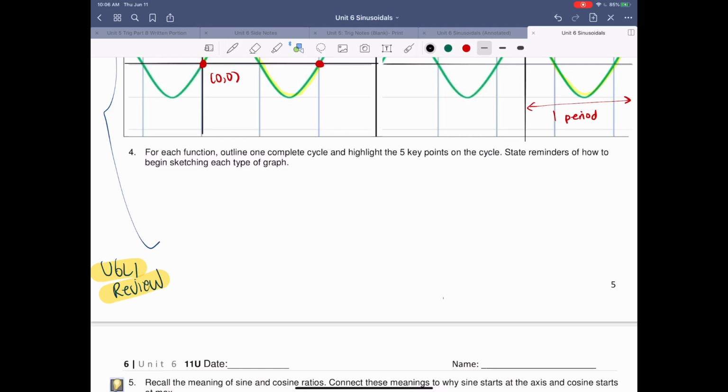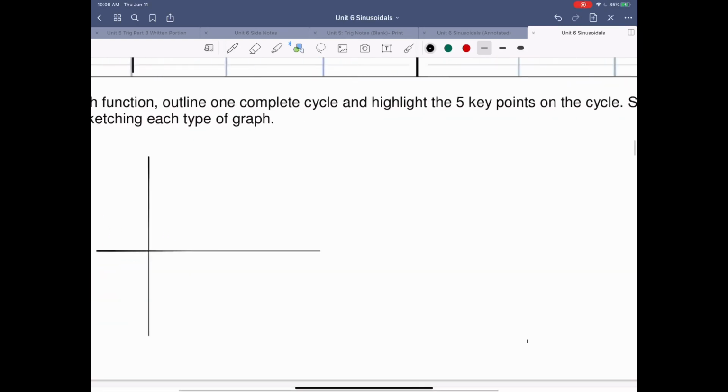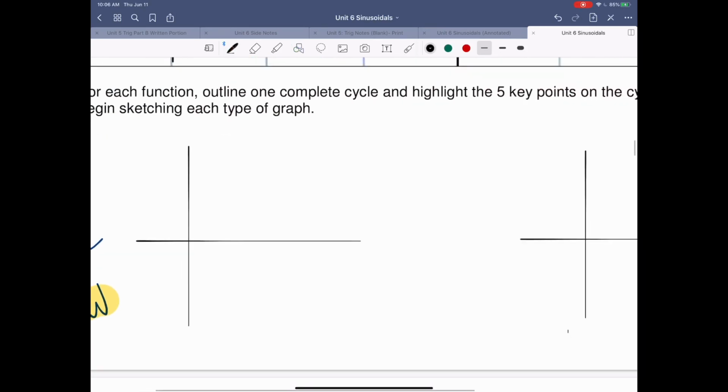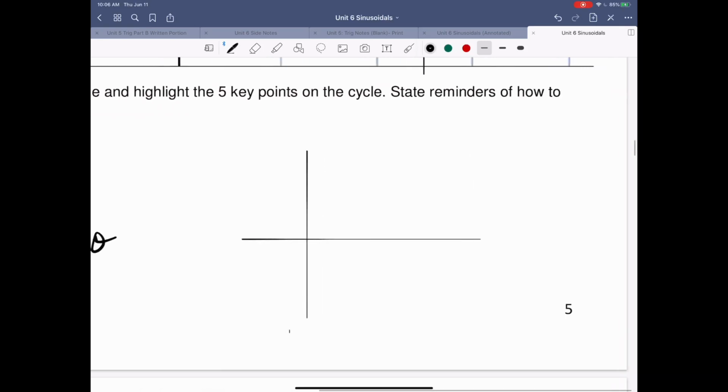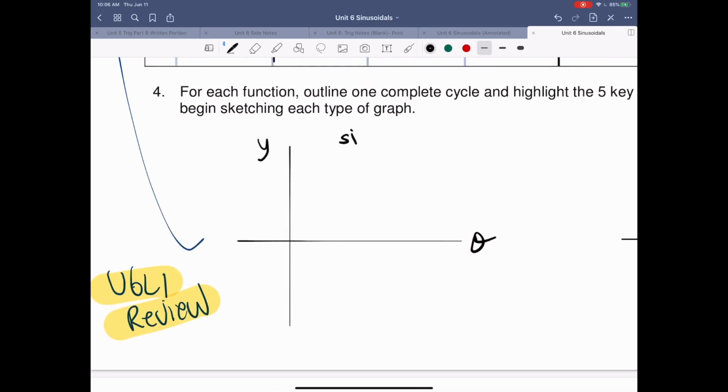Question 4, for each function, outline one complete cycle and highlight the 5 key points on the cycle. State reminders of how to begin sketching each type of graph. So notice it's what we've seen before, drawing my theta and y-axis first. Let's start off with the sine graph. You have the sine graph.